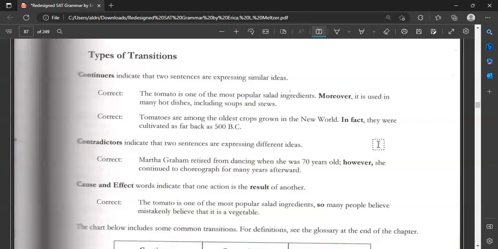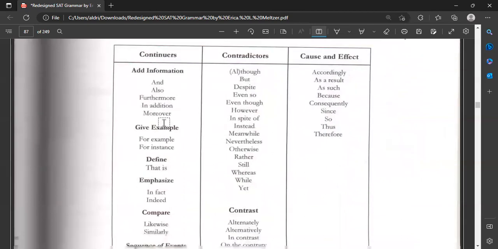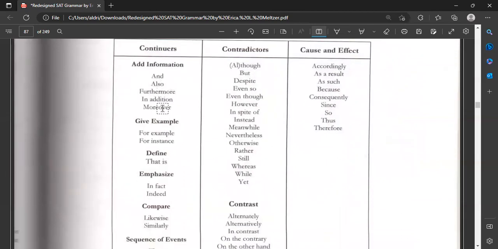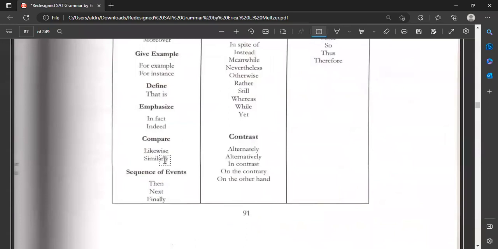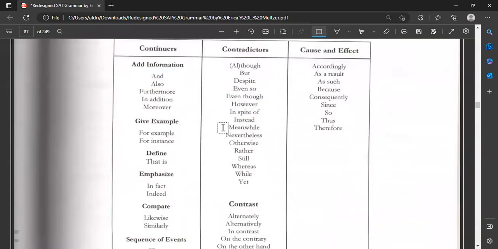So you've got a chart here that's got a couple of transitions for you. So we have continuous: and, also, furthermore, in addition. Furthermore and moreover work similarly. These are just continuing the idea. These add information. We have those that give examples, like for example, for instance. We have those that define, like that is. We have those that emphasize, like in fact, indeed. And we have those that compare, like similarly and likewise. And then we have a sequence of events, like then, next, finally. You do not need to memorize this. Again, you just need to think of the relationship.